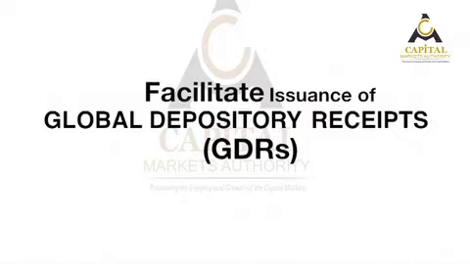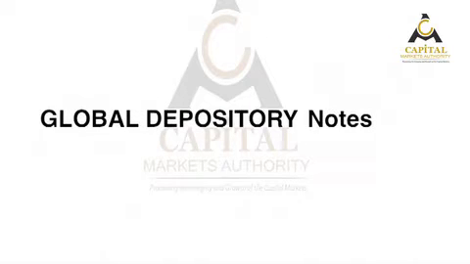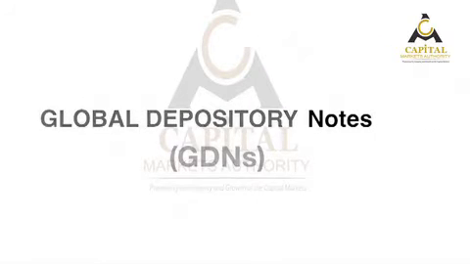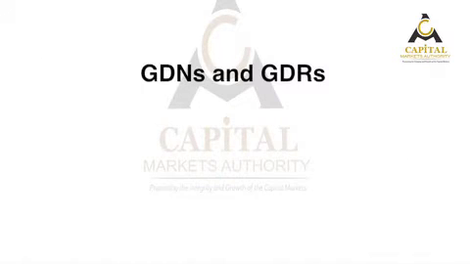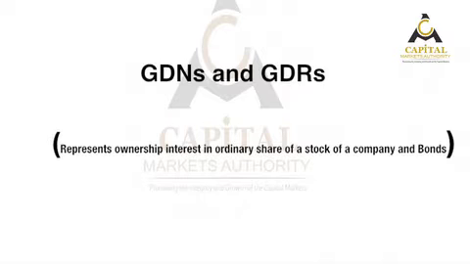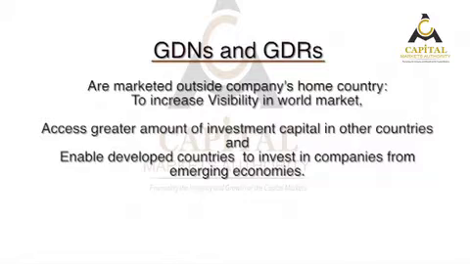The Capital Markets Authority is also in the process of facilitating the issuance of Global Depository Receipts (GDRs) and Global Depository Notes (GDNs). These are negotiable certificates issued by a depository institution. They represent ownership interest in the ordinary share of a stock of a company and bonds respectively. They are marketed outside the company's home country to increase visibility in the world market and access a greater amount of investment capital in other countries. They enable companies from developed countries to invest in companies from emerging economies.